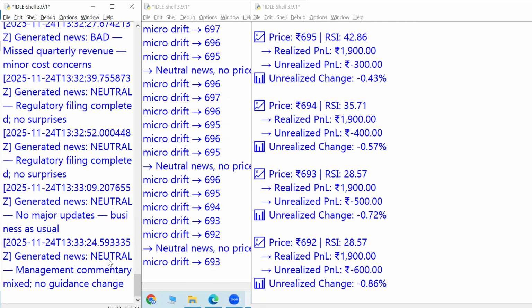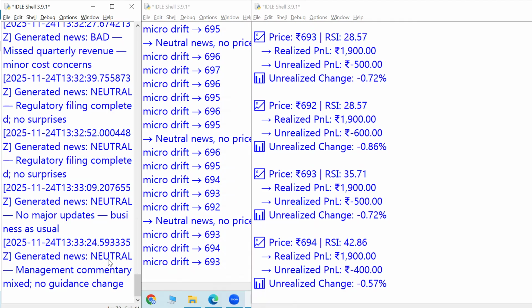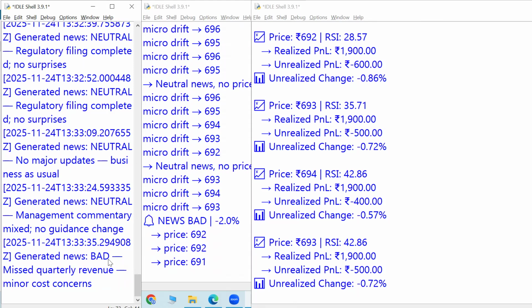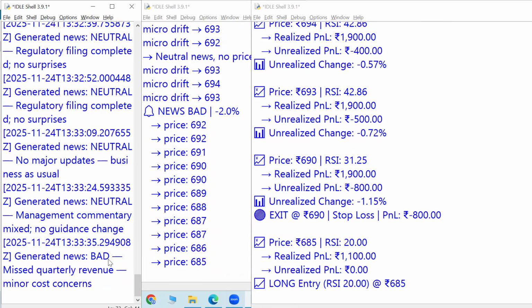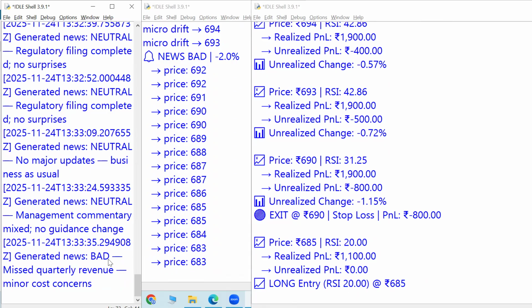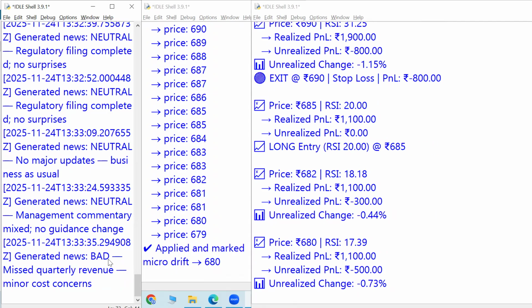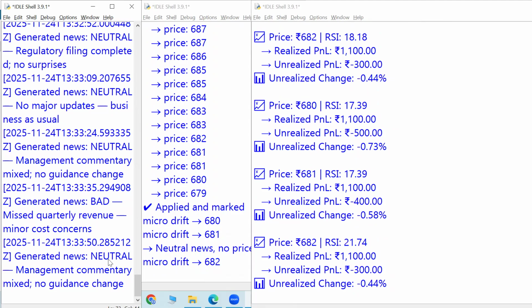Okay, again neutral news has come. Market is in a range bound mode. Small drift is happening in the market. Okay, bad news has come. We are going to book a stop loss for sure. Stop loss at 800. Even though the RSI was low, the market has got the bad news.